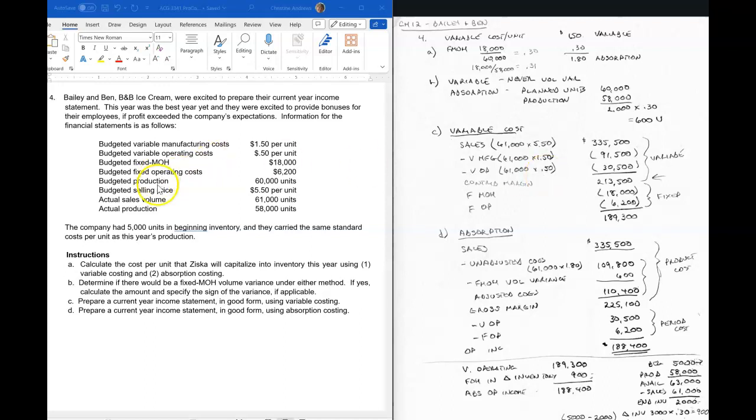So we sold, our actual volume was 61,000 units, and our selling price, actual selling price, was $550 per unit. And they give us our budgeted selling price. Yeah, these are going in at standard, I guess.